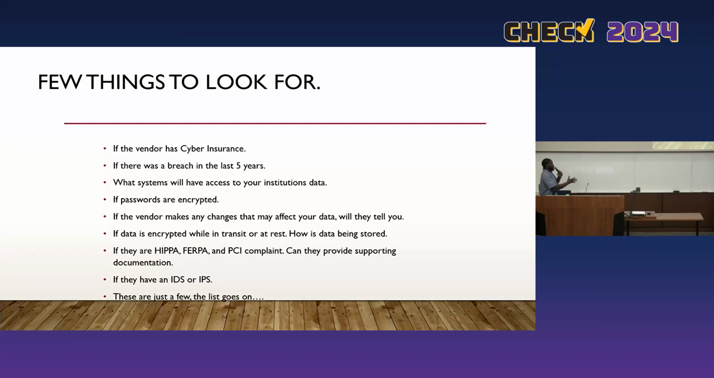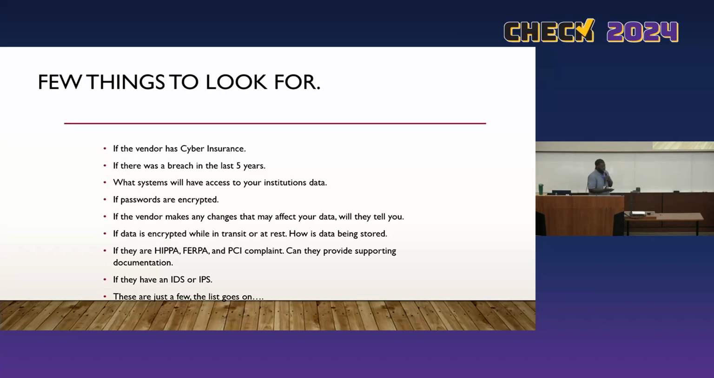So a few things to look for in these HECVATs. These are just a couple things that I like to make sure are answered, but there's a long list of stuff, and I'd be going on forever. So some things, a big one, cyber insurance. If they have cyber insurance, most likely, it's good to go. If they had a breach in the last 5 years, that's something good to know as well. Let's see, if passwords are encrypted, that's something good.